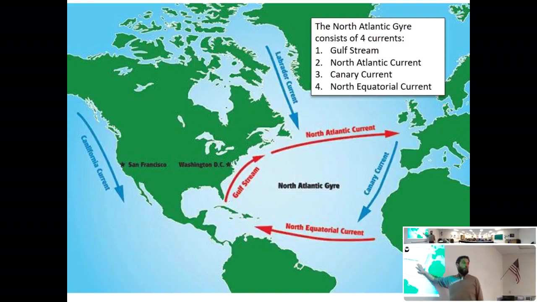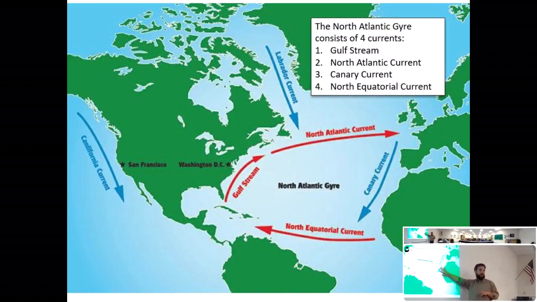The North Atlantic Gyre consists of four currents. Maybe you've heard of the Gulf Stream. Has anyone ever heard of that current, the Gulf Stream current? Very famous current, very important for the history of our country, by the way. So we have the Gulf Stream current, then streaming across, we have the North Atlantic current, and then we have the Canary current, and that's because it comes down across the Canary Islands. The Canary Islands are off the coast of Spain and West Africa. And then we have the North Equatorial Current that goes pretty close to the equator. So those are the four currents you should draw in.